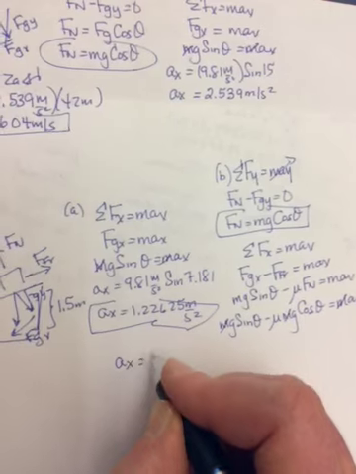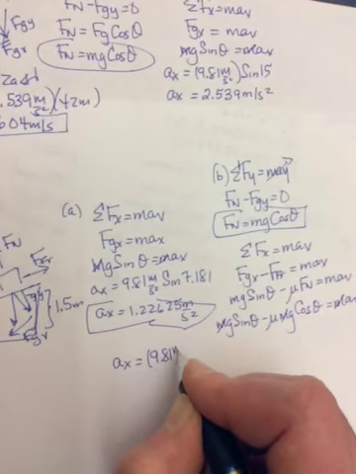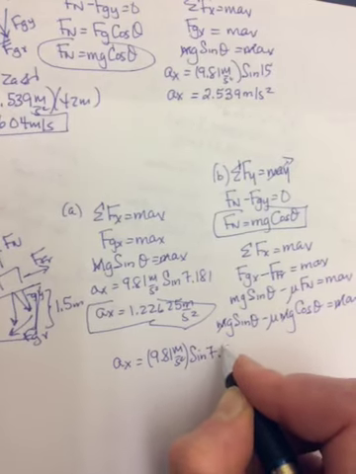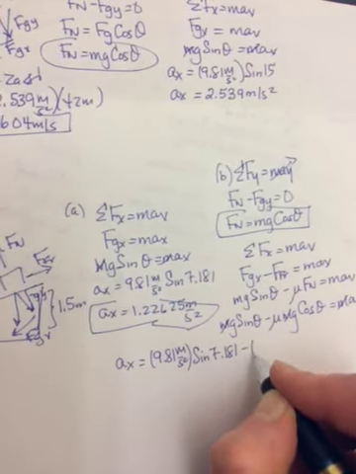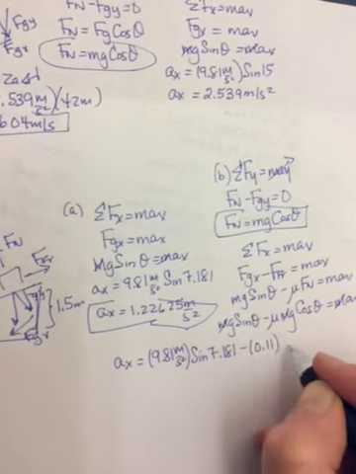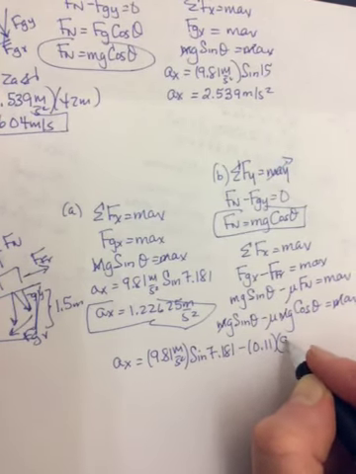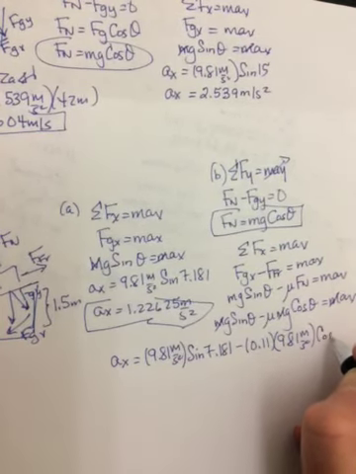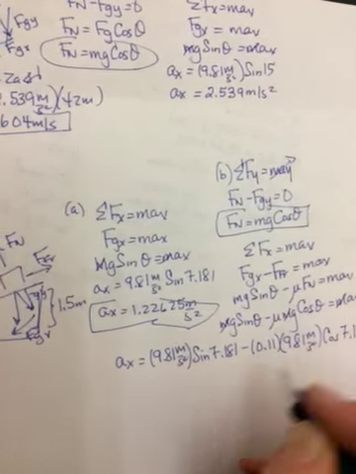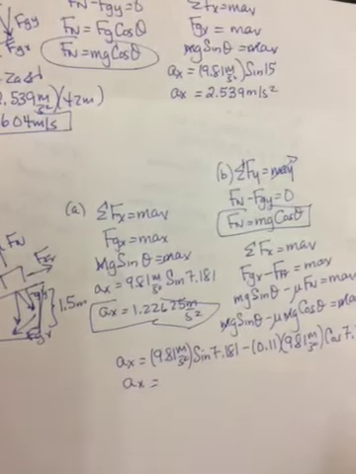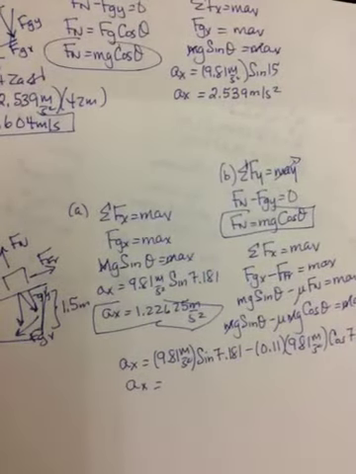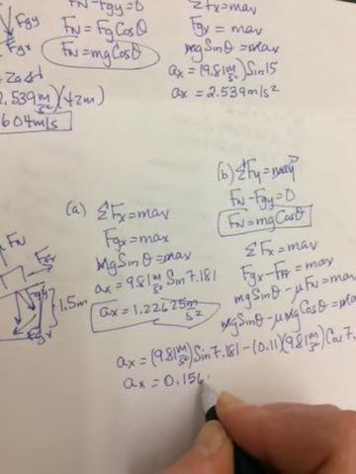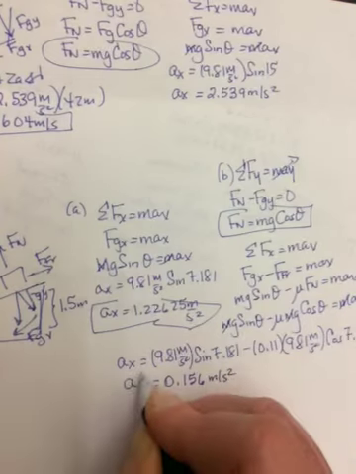So ax is equal to g, 9.81 meters per second squared, sine of 7.181, minus mu, which they told us was 0.11, times g, 9.81 meters per second squared, times the cos of 7.181. And you get an ax of 0.156, I think, meters per second squared. That's part B.